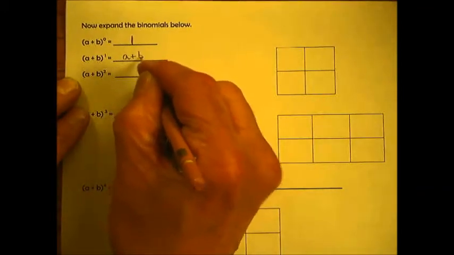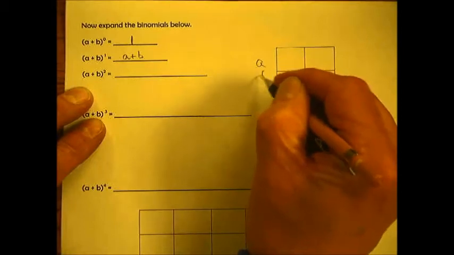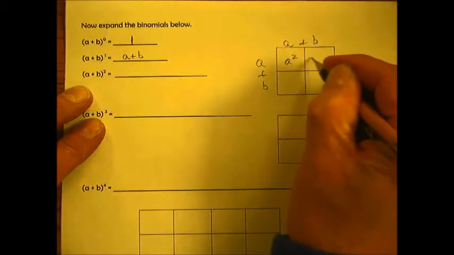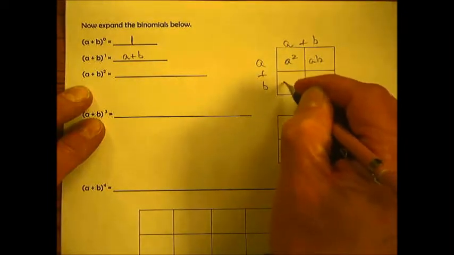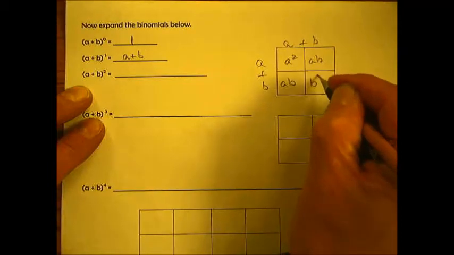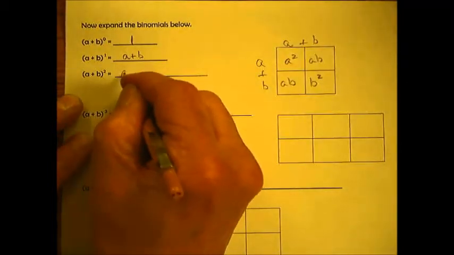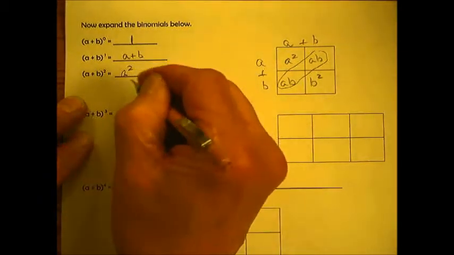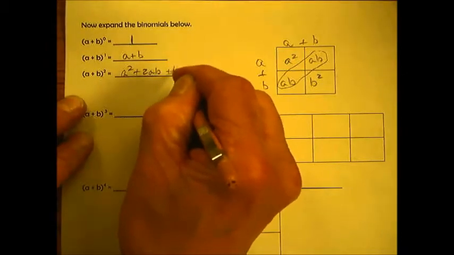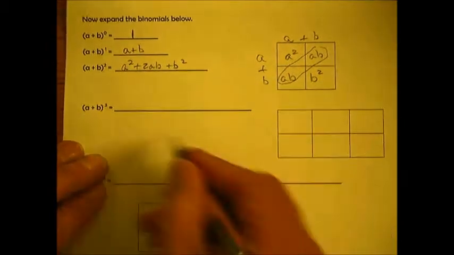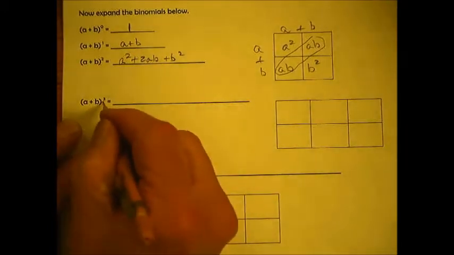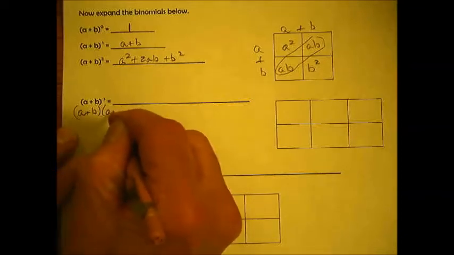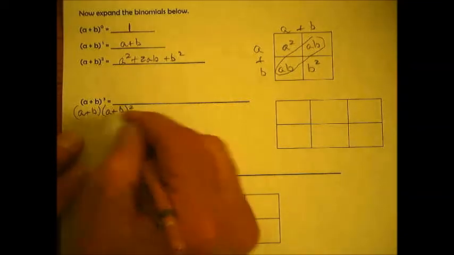A plus b squared, if I use the box, it's going to give me a squared plus ab, and then plus ab, and then plus b squared. And if I combine them, I get a squared. Okay, so I'm going to combine these diagonals right here, plus 2ab plus b squared. So now if I want to expand it even more, I can do a plus b cubed is going to be the same thing as a plus b times a plus b squared, right? Because you add the exponents.